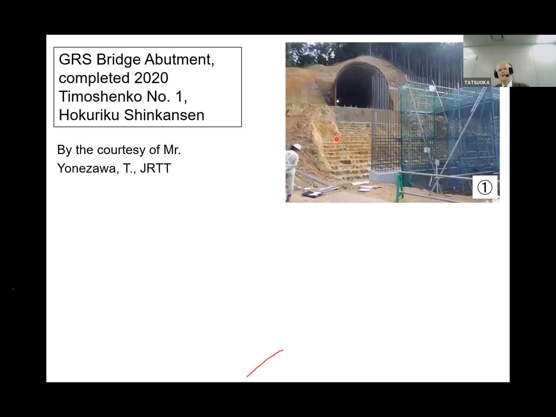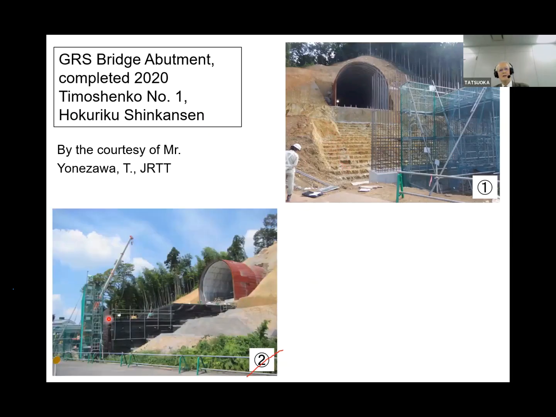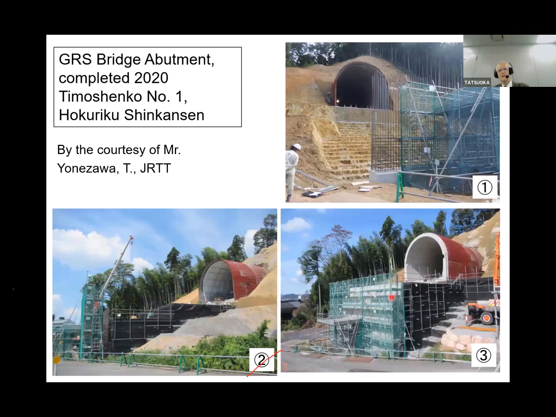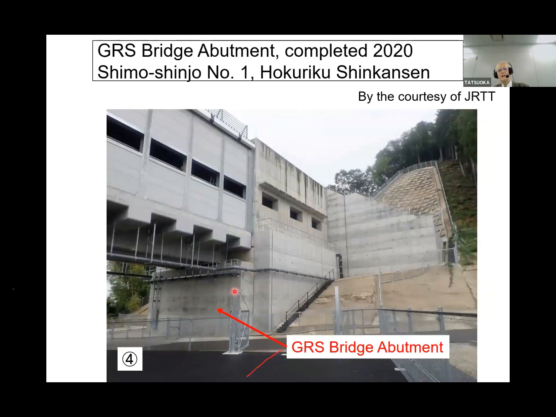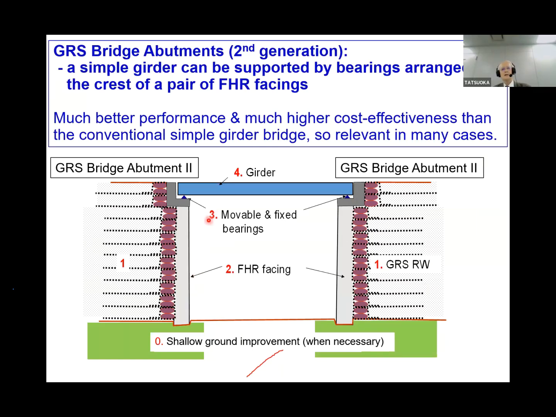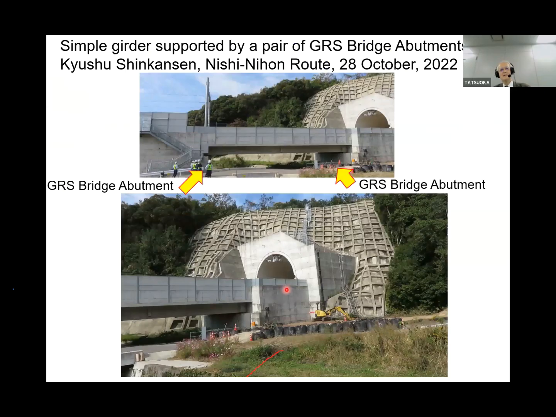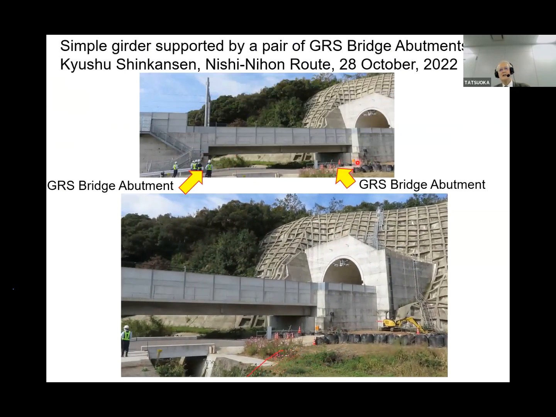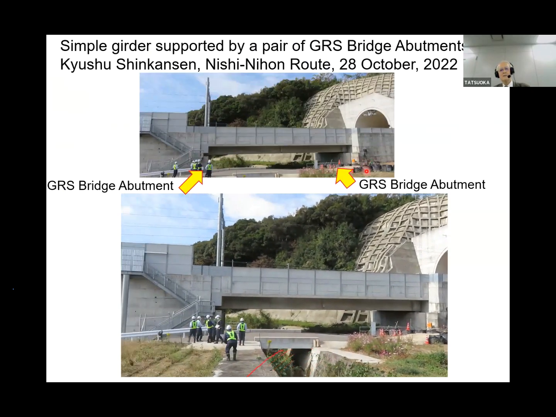First stage is the bench cutting of the slope and construction of the GRS bridge abutment and the construction of the full height rigid facing. And this is a completed one, the bridge abutment here. So GRS bridge abutments, two abutments in this case, then we can construct a simple supported bridge like this. This is a typical case. Both are GRS bridge abutments. This is also possible.